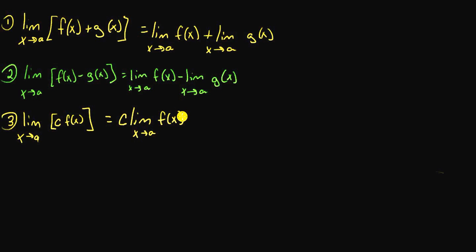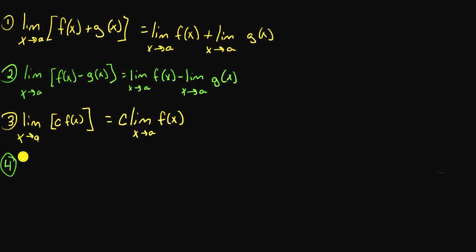So this is saying if we have a function multiplied by a constant, and we're taking the limit of that, that's no different from taking the limit of just the function and then multiplying it by whatever constant is multiplied. So, yeah, that's cool. Don't overlook that one. That one might come back and bite you if you overlook it.